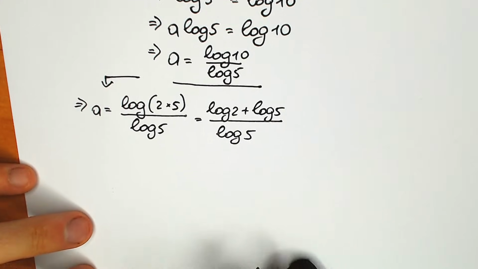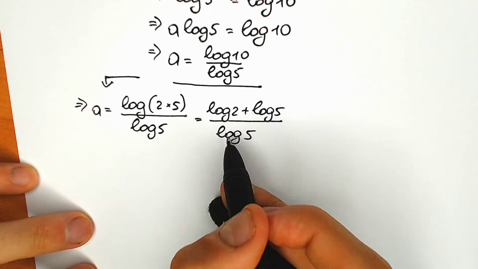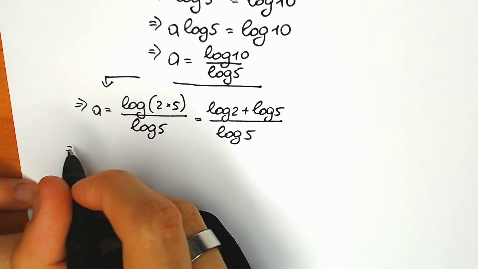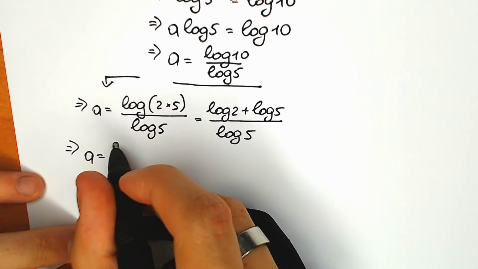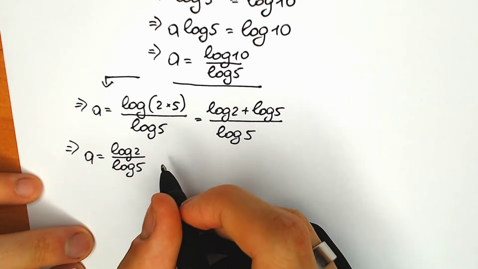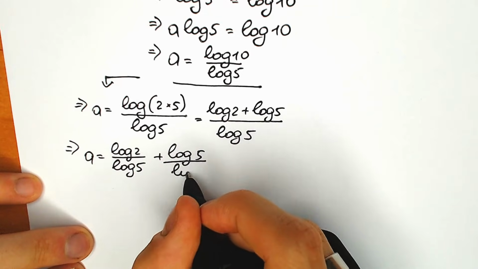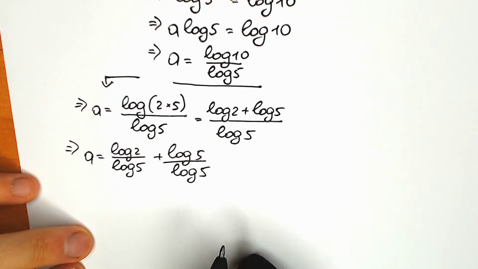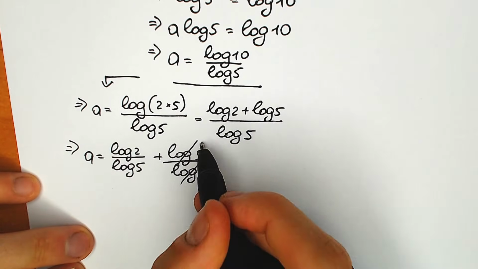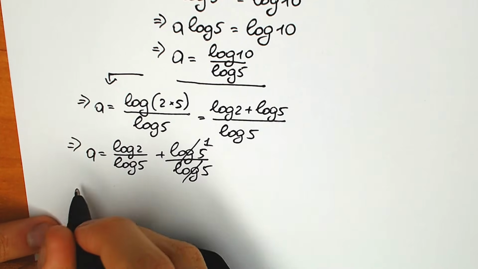Yeah, really great. Right now, this numerator can be divided by log 5. So we can divide log 2 by log 5 and log 5 by log 5. Let's do this. So a equal to log 2 over log 5 plus log 5 over log 5. Okay, right now this log 5 over log 5 equals 1. So we have our 1 in the beginning. I'm going to write this 1 in the beginning.